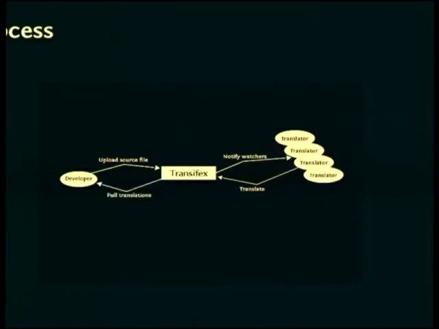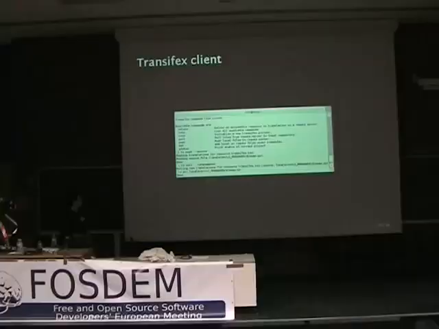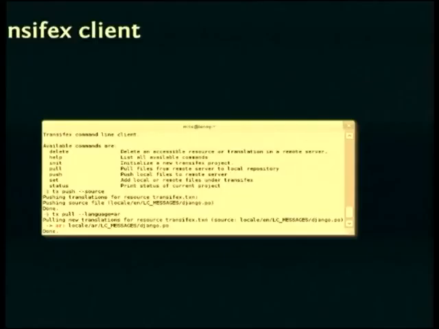Translators start translating, and whenever they are ready, the translation is 100% complete. You just put the translations to your repository and release your software. There's also a web CLI client, a command line client, to help developers automate the process, where you just push a resource, push a file.